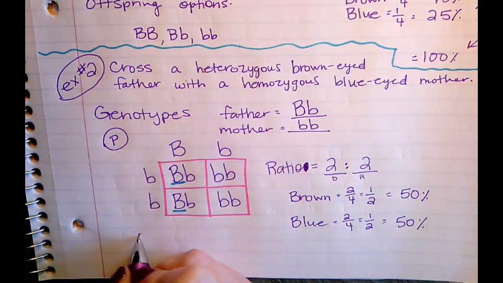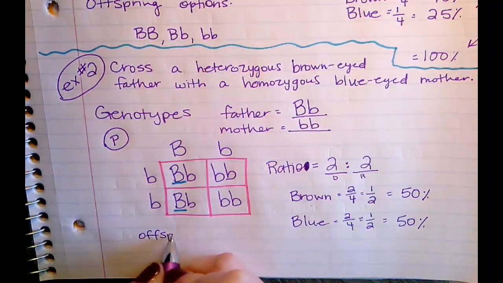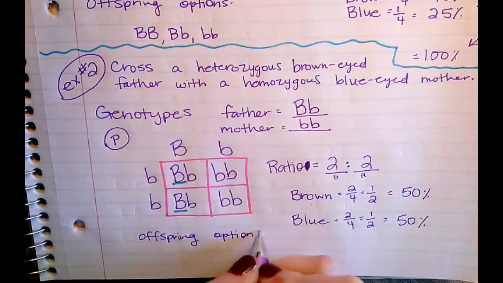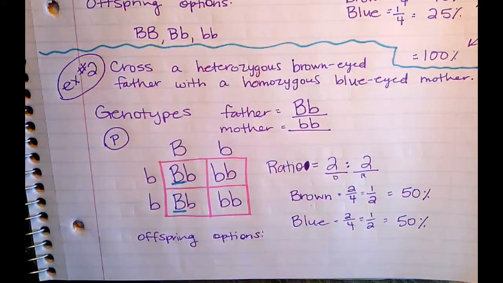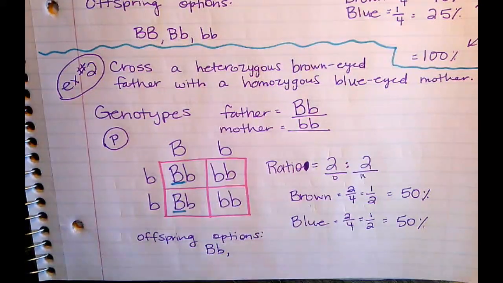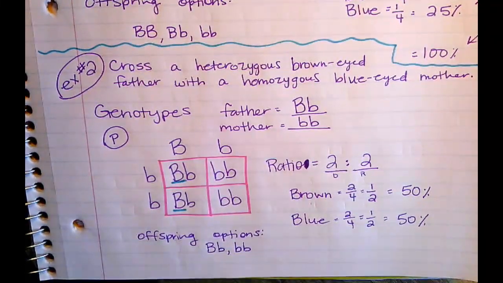Now, with this offspring option, there's only 2. There's no homozygous dominant. So it's either big B, little b, which is heterozygous dominant, or little b, little b, which is homozygous recessive. So that is our next example.